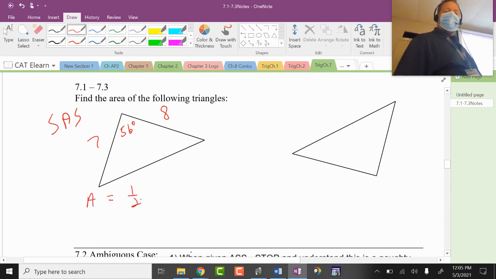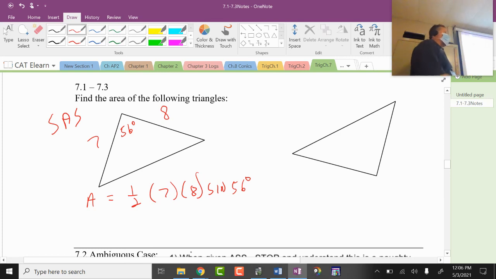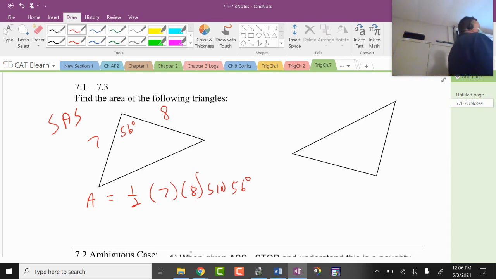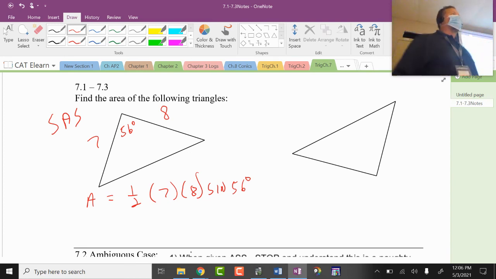A equals 1/2 times 7 times 8 times sine of 56. That will be the area of this triangle, and you can move on and be happy with it. Then just press your numbers and get your answer. Simple stuff. Now I'm going to be a jerk.